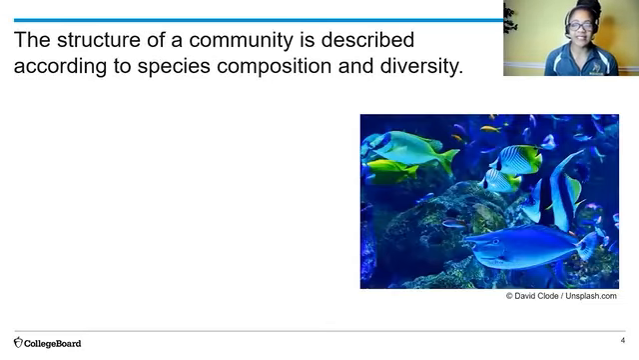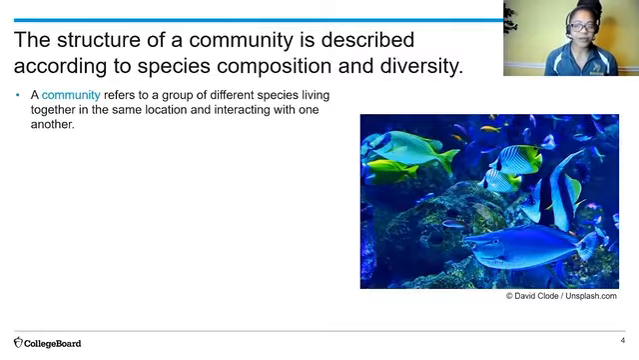As we begin this lesson, it's important for us to understand that the structure of a community is described according to species composition and diversity. So, what does that actually mean? Well, first, it's important for us to define what we mean by a community.